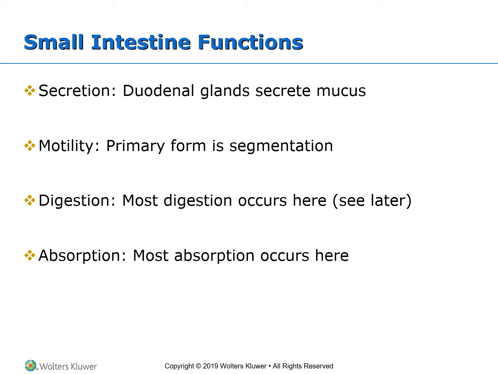We'll look a little bit now at the function of the small intestine. The small intestine will secrete, will have a motility function, will be involved in digestion and in absorption of nutrients. So the secretion at the level of the small bowel starts in the duodenum and will continue throughout the whole length of it, also in the jejunum and the ileum. But the glands at the duodenal mucosa and submucosa will produce high amounts of mucus.